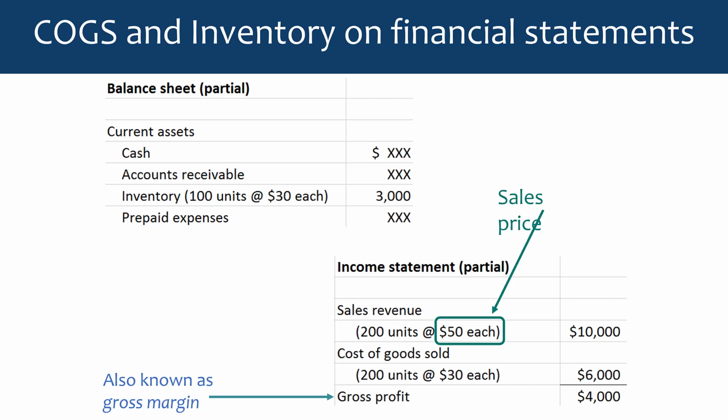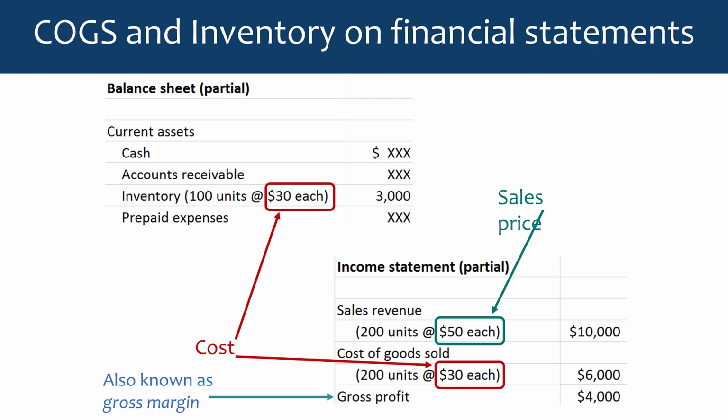Note the difference between the sales price, also called the selling price, of inventory and the cost of inventory. In our example, sales revenue is based on the sales price of the inventory sold, which is $50 per unit. Cost of goods sold is based on the cost of the inventory sold, $30 a unit. The inventory on the balance sheet is based on the cost of the inventory still on hand, $30 a unit.